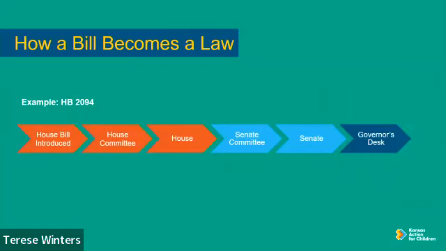So if we have an example of a House bill, it can be introduced in committee as a committee-sponsored bill. An individual lawmaker can also introduce and sponsor the bill. And then the House leadership would assign that bill to a committee. They would determine which committee is most relevant to the subject matter of the bill and assign it to that committee.